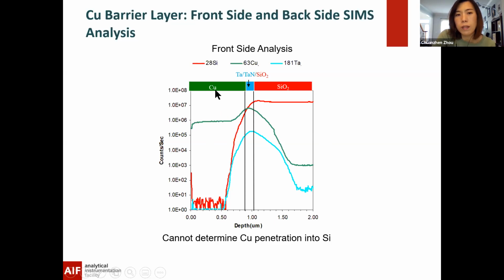For example, over here, we want to look at whether copper diffuses into the titanium nitride layer, and even into the silicon oxide layer. If we sputter from the top, we can see the signal goes really, really high, and then it goes into the silicon oxide layers. And it looks like a huge amount of diffusion into the silicon layer.